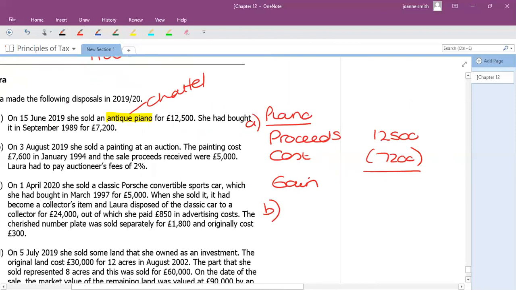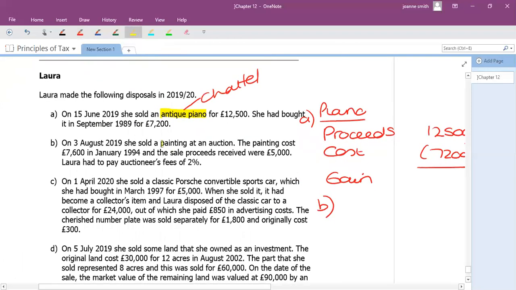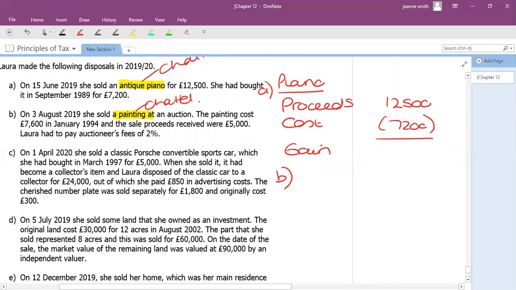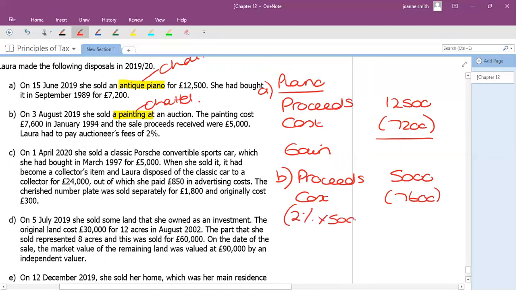If we look at B, we sell a painting. A painting is another example of a chattel. So we sell the painting for 5,000, and we've got costs. The painting costs 7,600, and we've got auctioneer fees of 2%, which will be 2% of whatever you sell it for. So 2% of 5,000 gives me 100.